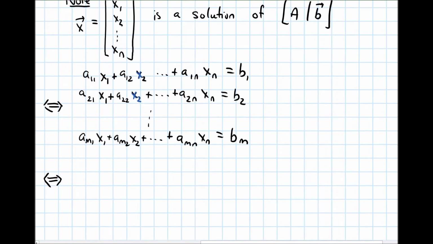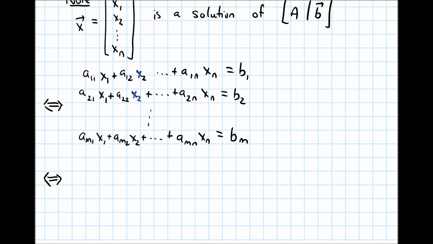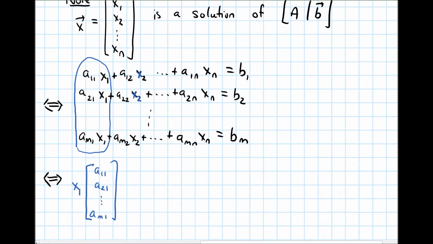Let's rewrite this in vector form. If I look at the first column here, I can make a vector out of that, factoring the x1 out. If I do that, I'll get x1 times the vector a11, a21, dot dot dot, up until am1. If I do the same thing with the next column, I can factor out an x2 and be left with a vector a12, a22, dot dot dot, up until am2.